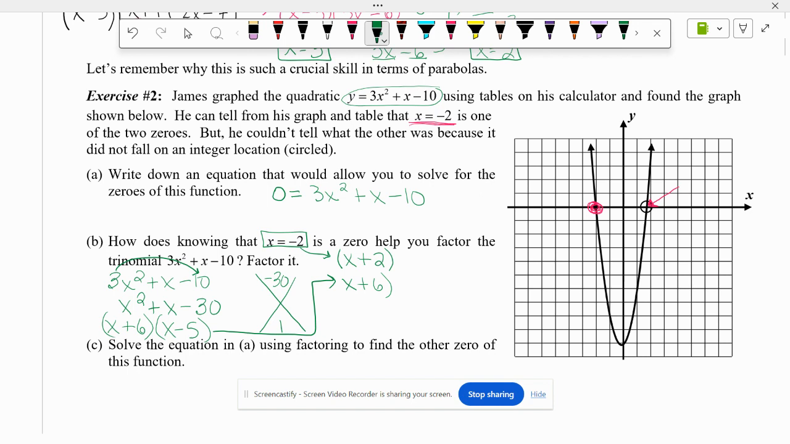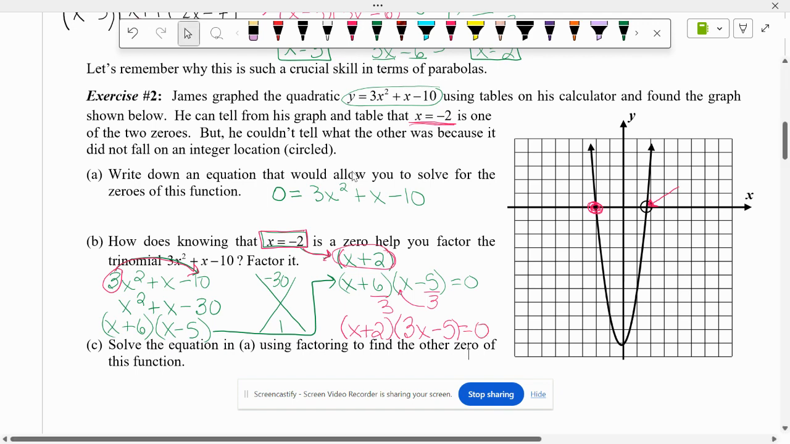So x plus 6, I'm rewriting my factors, times x minus 5 equals 0. But I slid over, I multiplied by a 3. So I have to divide both of my factors by 3. So my first factor becomes x plus 2, which is exactly what we got from the solution of x equals negative 2, right? We knew that x plus 2 was one of our factors from this right here. But 5 does not divide nicely by 3. So we take our denominator and move it to the front of the x. So my other factor is 3x minus 5 equals 0.